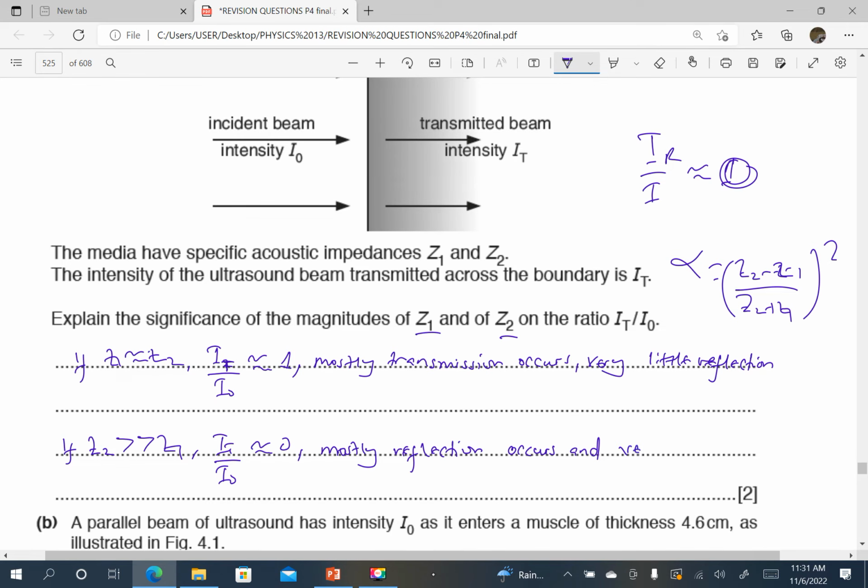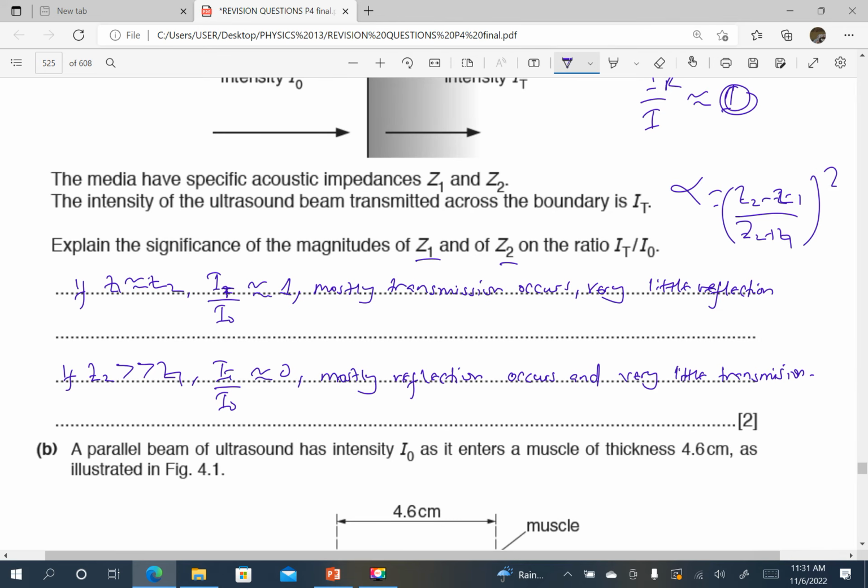And very little transmission. Okay, so that is the significance of Z1 and Z2 values.